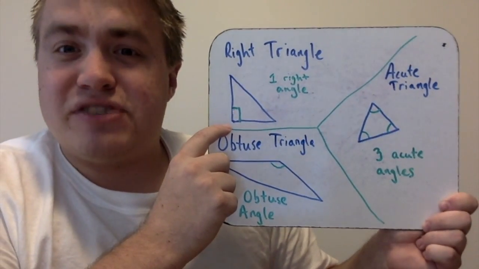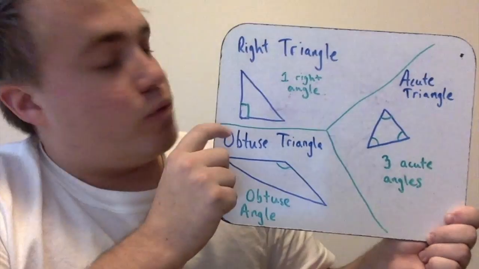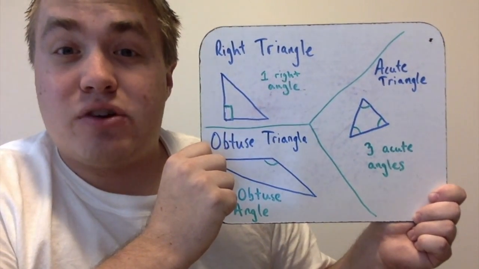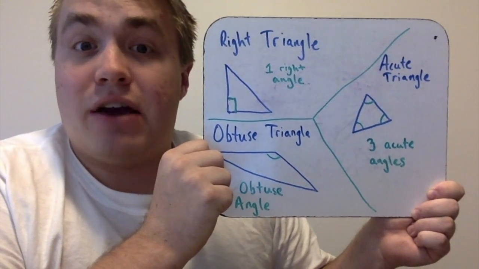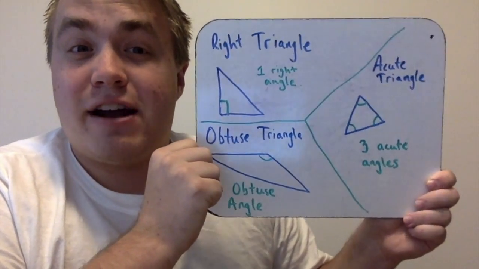Most of the time, especially in your math book, it will be identified with the little square icon there in the corner, which is very nice. So anytime you see that square icon, it is a right angle, which makes it a right triangle.